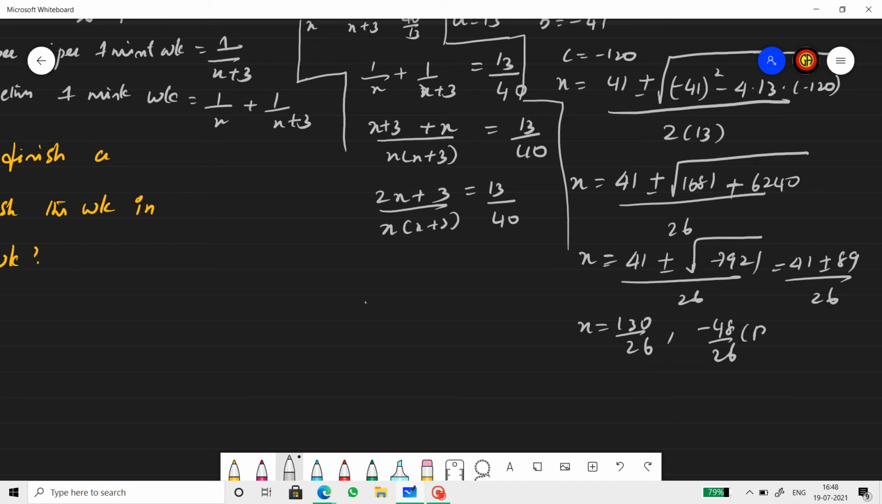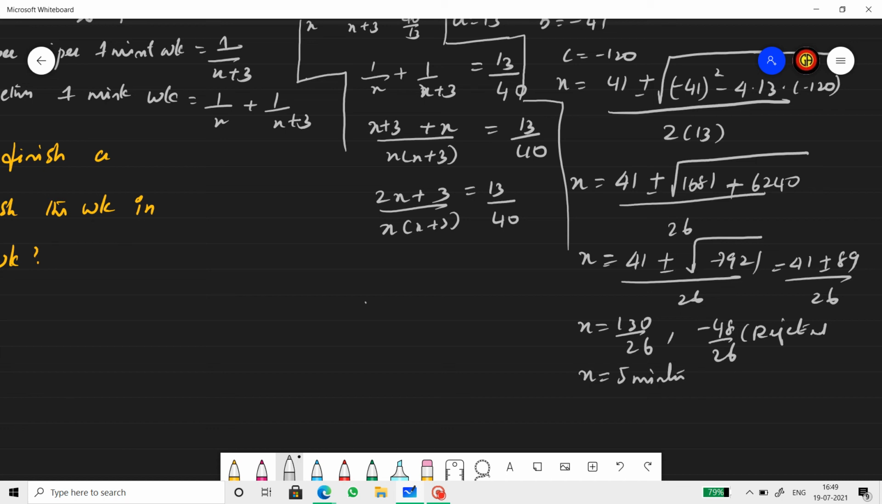Well, this is rejected because x indicates the days or the minutes. The x indicates the minute, so that cannot be negative. So we will take only the first case. 130 divided by 26 is 5. So x is equal to 5 minutes.